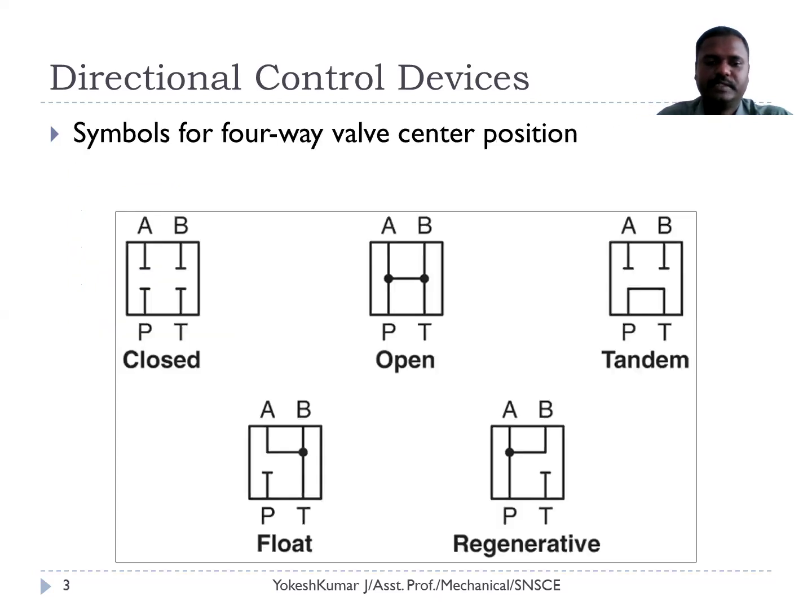So here I have listed all the center positions for the four-way valve. The first symbol is the closed symbol. In this closed symbol, we know that for all these valves we have 4 ports, and the center position varies. The 4 ports are P, T, A, B. P stands for pump port, T stands for reservoir port or tank port, A stands for the actuated position port of an actuator, B stands for the retracted or unactuated position port of an actuator.